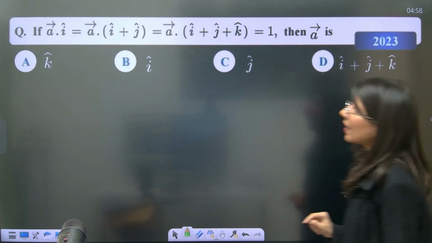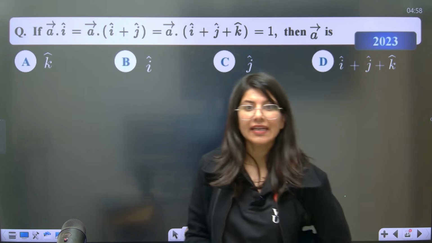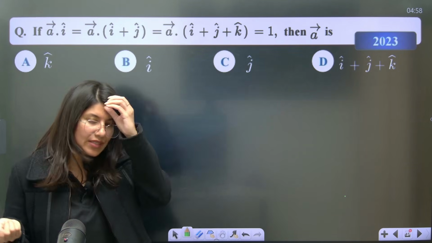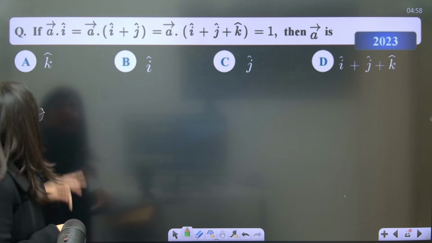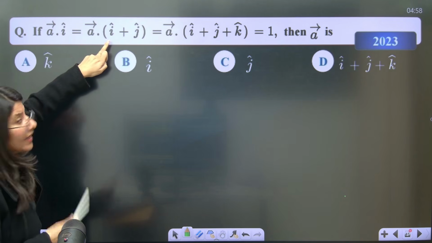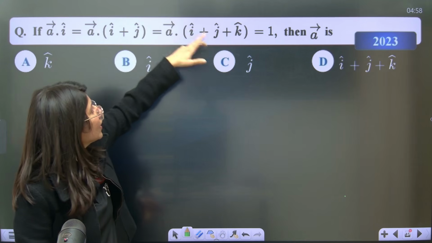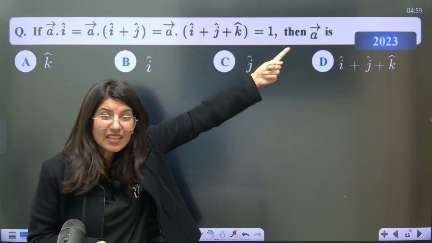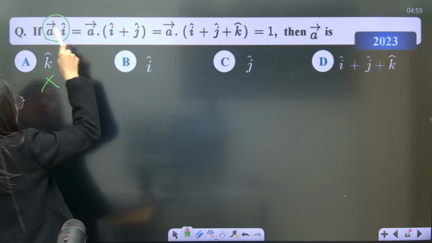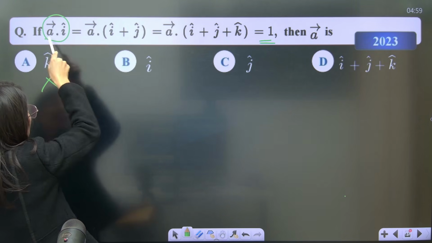Okay. So in a similar manner, let's do another question which was asked in 2023 MCQ. A dot I is equal to, basically they are talking about vector A. Now since this is an MCQ, you can substitute. If you put A vector as K, K dot I will be 0, K dot J will also be 0. If you put K over here, K dot I is 0, K dot J is 0, but K dot K will be 1. So this is definitely wrong. You want a vector, so this A dot I should be 1. So this A cannot be K.